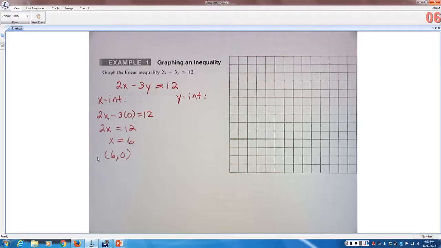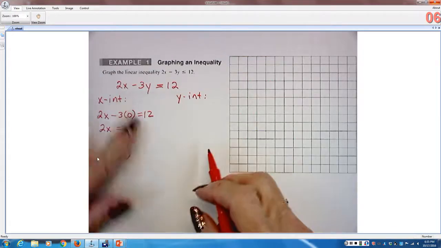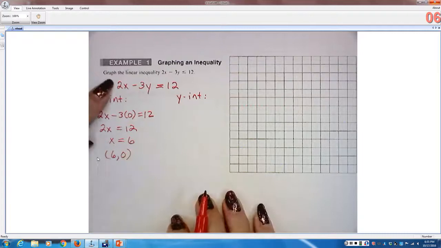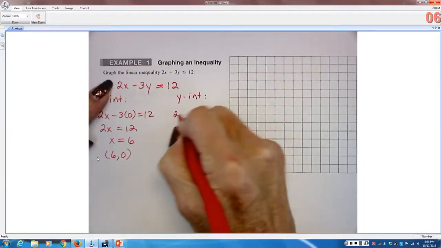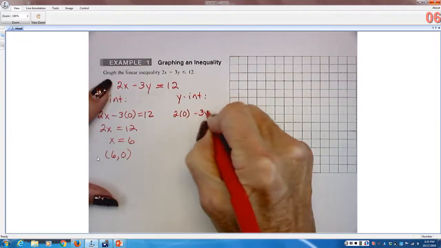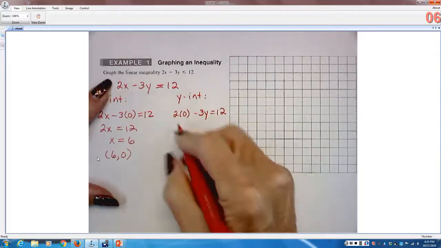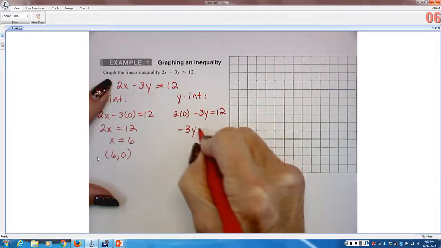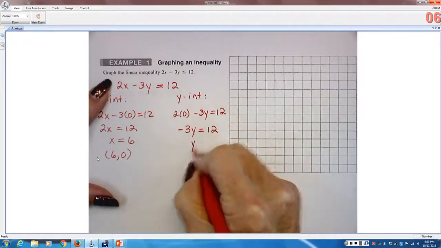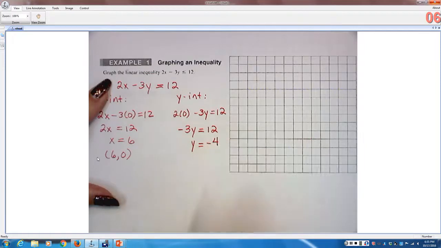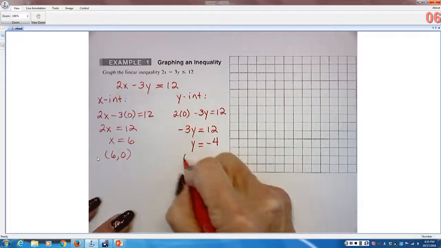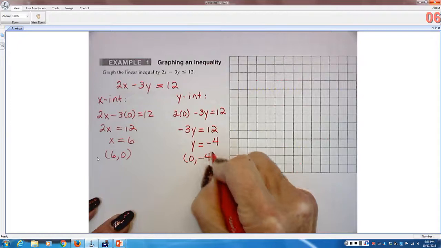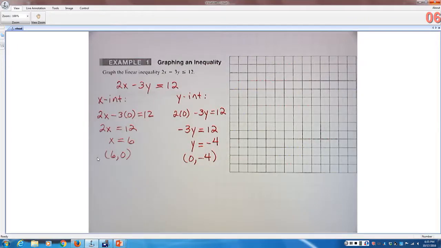And that gives us the point (6, 0). We choose to find the intercepts because they're the easiest two points to find. And then we're going to do the same with the y-intercept, except we're going to let x be 0. And y is -4. So we have two points, (6, 0) and (0, -4).